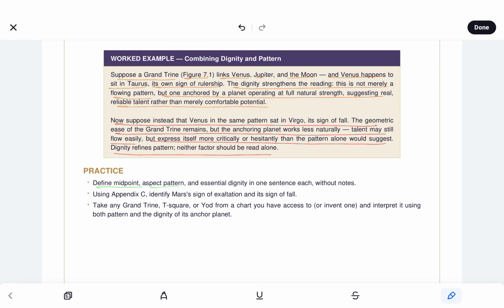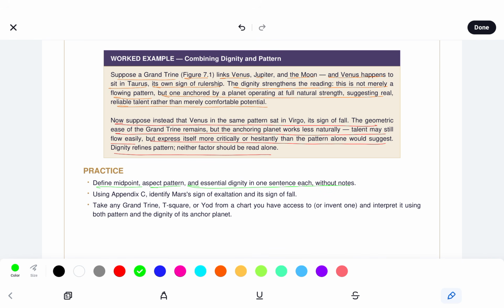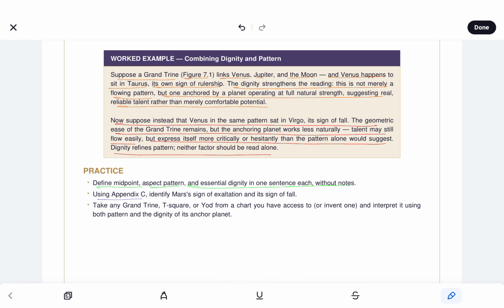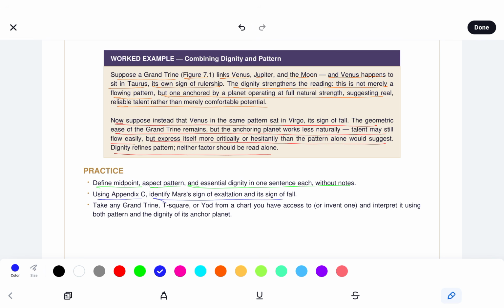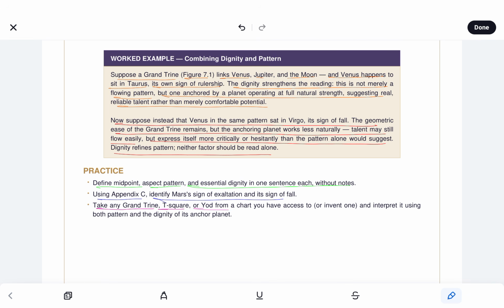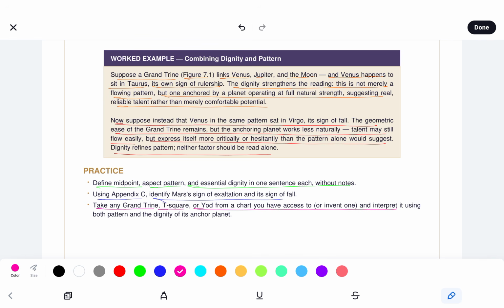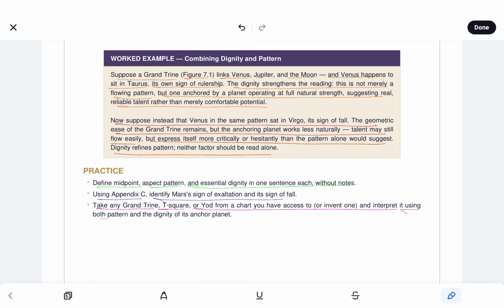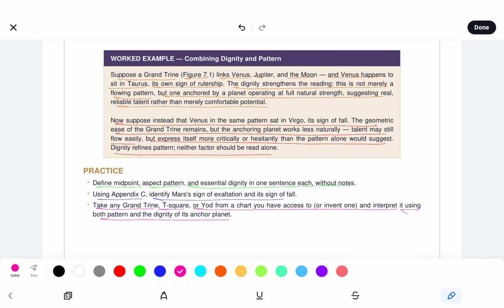Define midpoint, aspect pattern, and essential dignity in one sentence each without notes. Using Appendix C, identify Mars' sign of exaltation and its sign of fall. Take any grand trine, T-square, or Yod from a chart you have access to, or invent one, and interpret it using both the pattern and the dignity of its anchor planet.